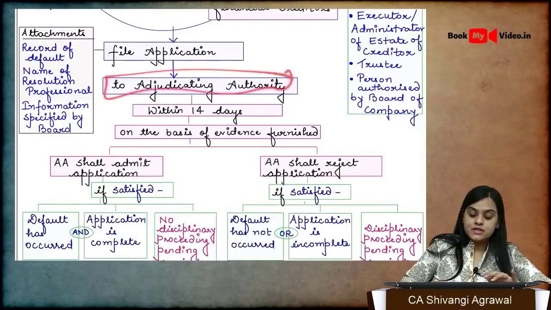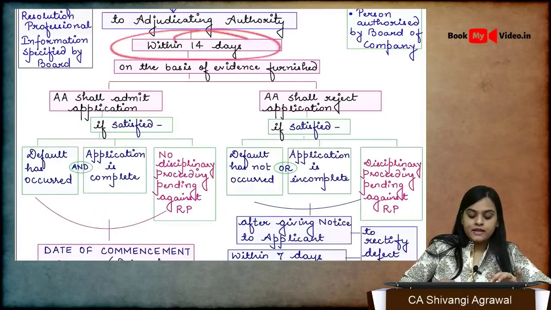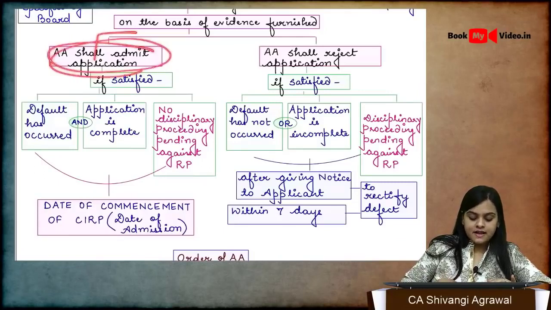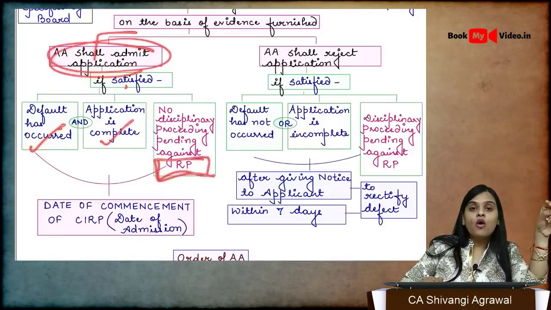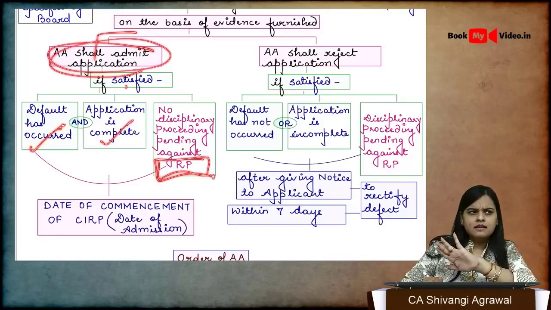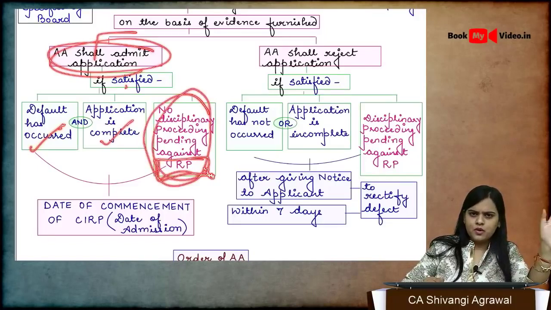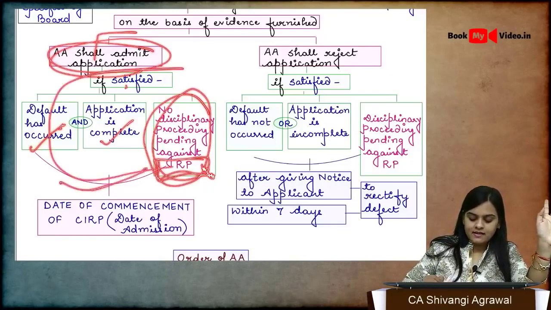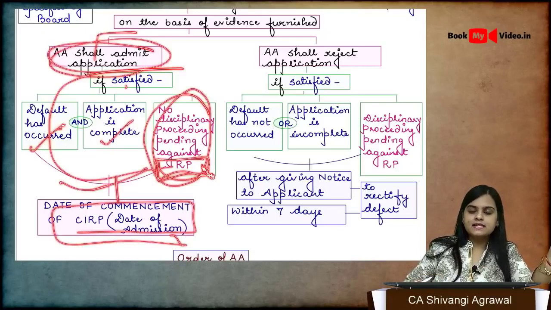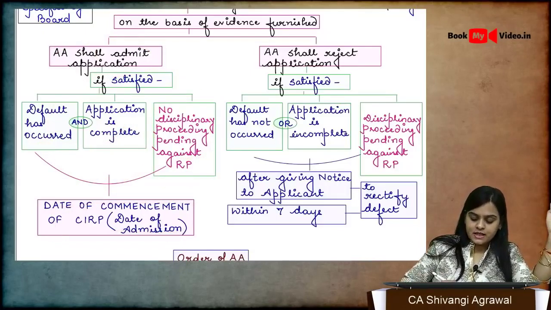What the adjudicating authority is going to do, within 14 days, is either admit the application if they are satisfied that yes, there is default, the application is complete, and the name of the IP suggested to act as RP is clean. That means there is no disciplinary proceeding pending against that person. So if they are satisfied, they are going to admit the application, and the date of admission of the application is going to be treated as the commencement of CIRP, right? So an objective question can be asked to you: what is the commencement of CIRP?